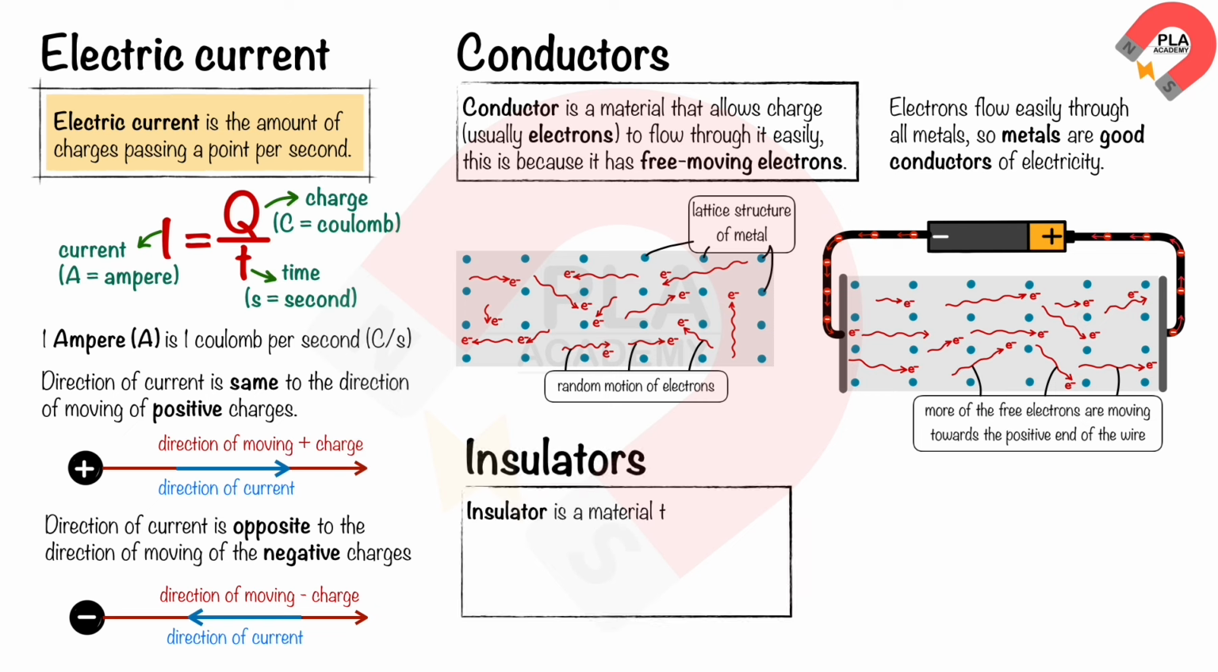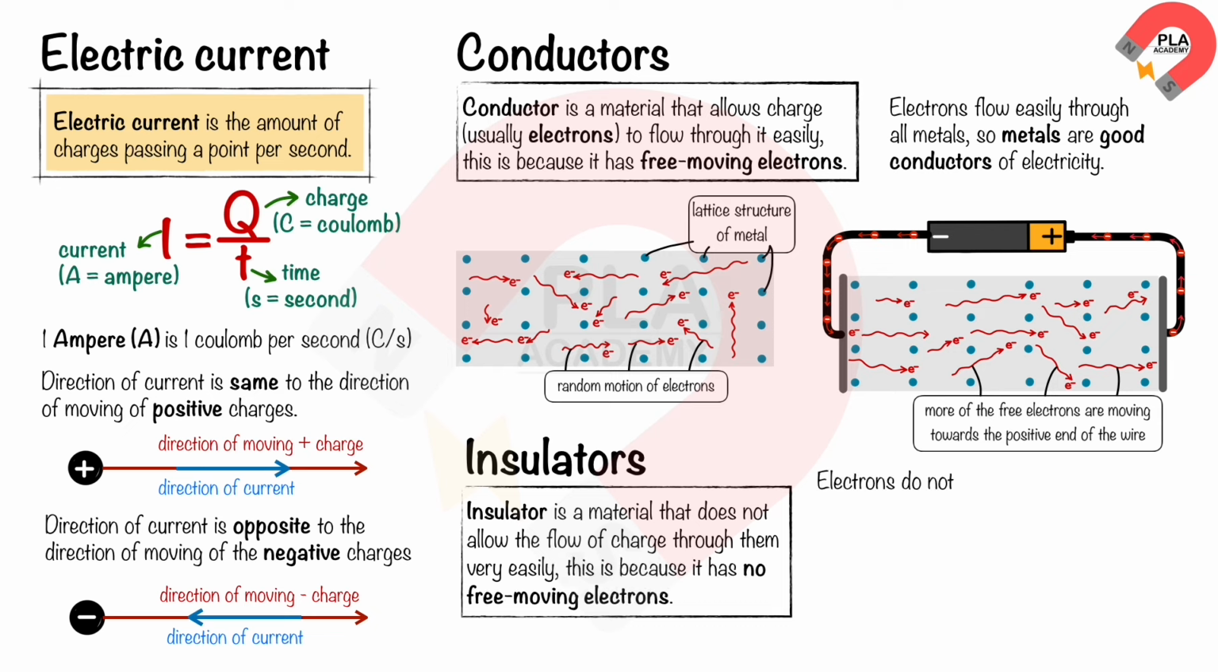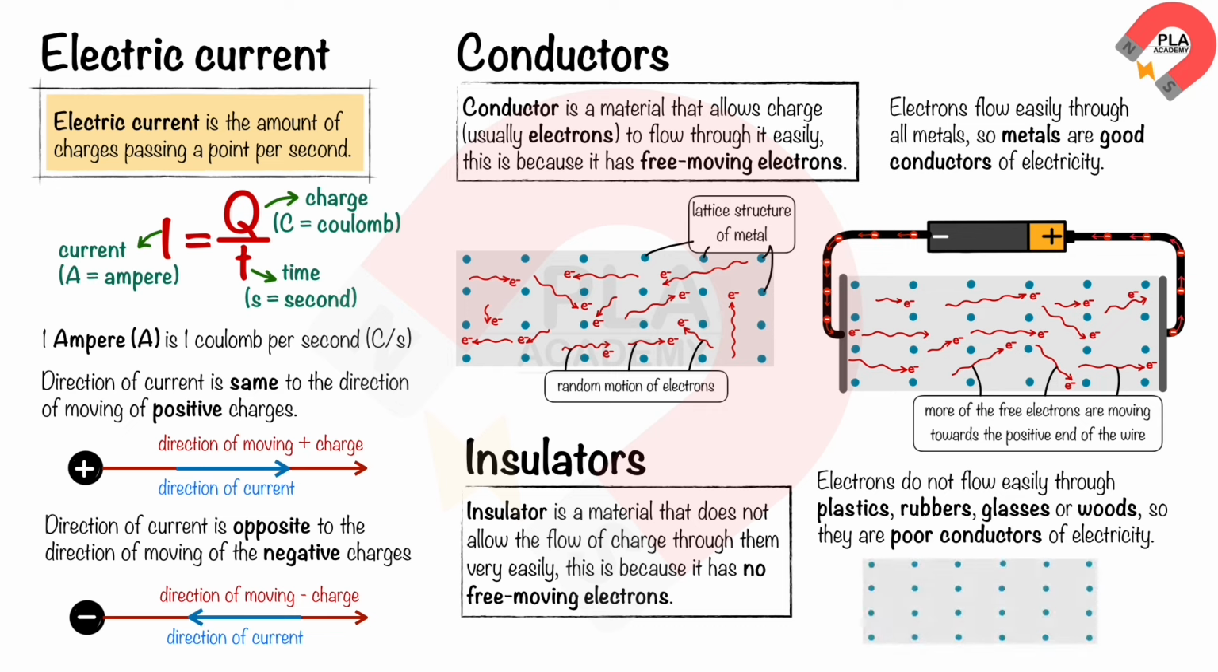Insulators. An insulator is a material that does not allow the flow of charge through it very easily. This is because it has no free-moving electrons. Electrons do not flow easily through plastics, rubbers, glasses or woods, so they are poor conductors of electricity. In insulators, all the electrons are held tightly in position by the nucleus and are unable to move from atom to atom. Charges are therefore unable to move through an insulator.